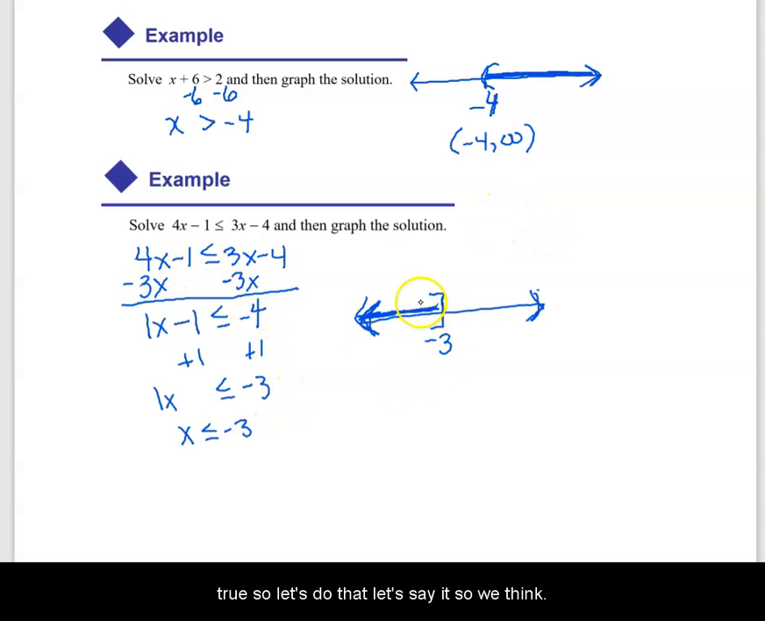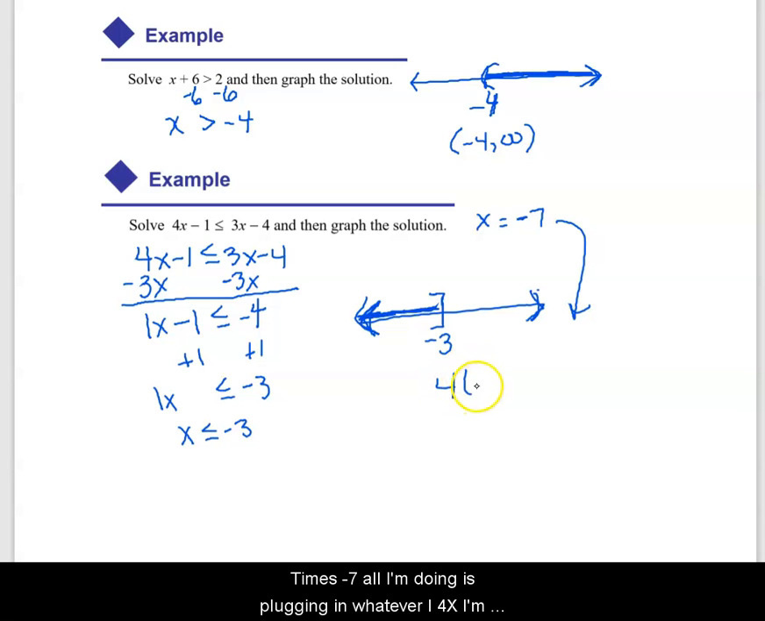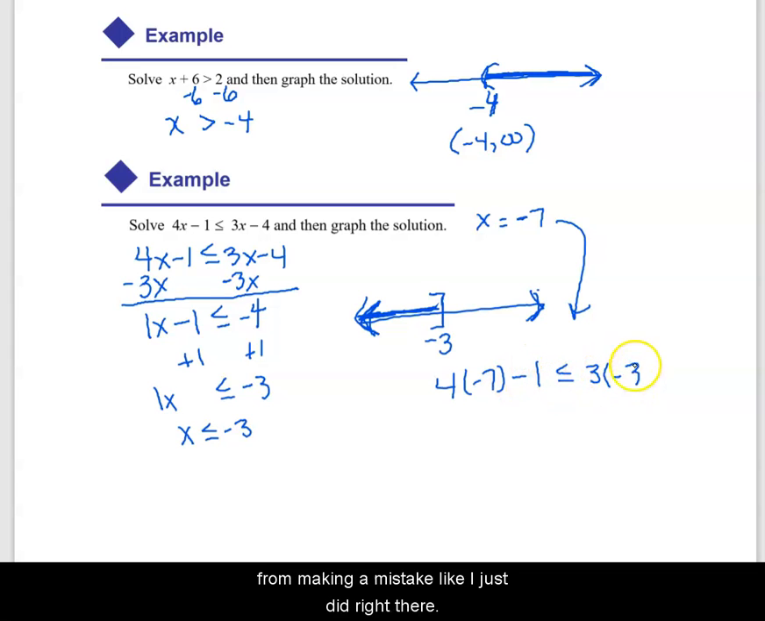So let's do that. Let's say, well, is x equals negative 7 an answer to this? Let's just try it. So 4 times negative 7, all I'm doing is plugging in whatever for x, I'm plugging in negative 7 every time I see an x, minus 1. And remember, when I plug things in, I put it in parentheses. It helps me from making a mistake like I just did right there.